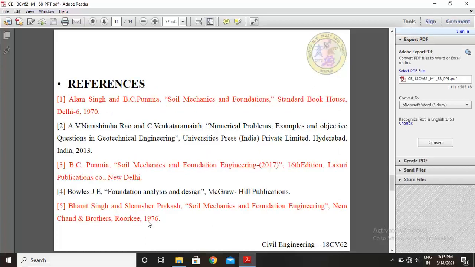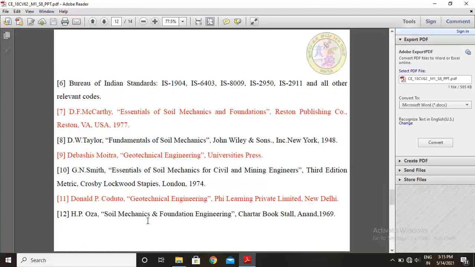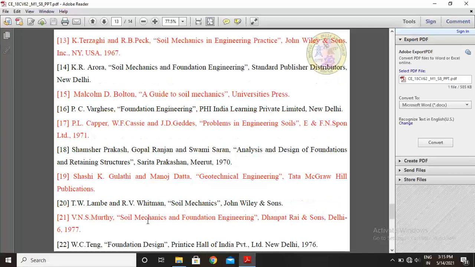And these are the references referred by different authors with different textbooks to prepare the session 8. Okay, and some IS standard codes are also referred.